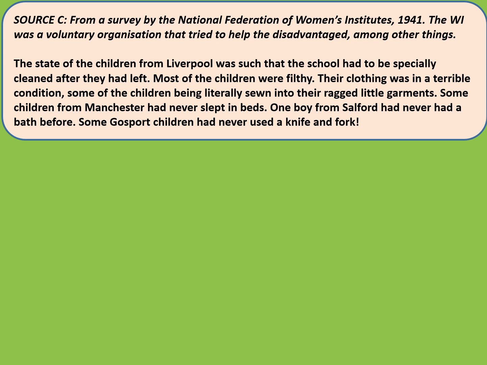Source C. This is the last major source that we're going to have a look at. This time it's not a first-hand account by someone who was an evacuee, but rather someone who worked with evacuees at the time. This is from a survey by the National Federation of Women's Institutes in 1941. The Women's Institute, or WI as it's known, was a voluntary organisation which assisted with the evacuation process, among doing many other things for their local communities. In this instance, it was a voluntary organisation that tried to help the disadvantaged. This is what their report or survey recorded.